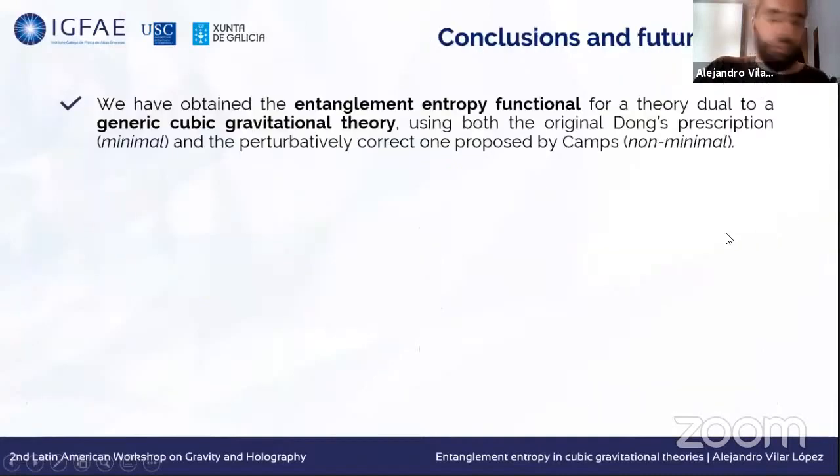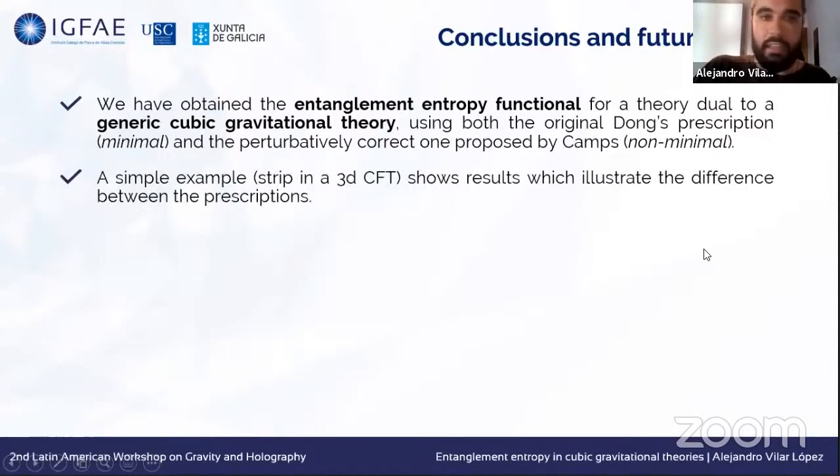So let me go to the conclusions now. Basically, what we did is that we obtained the entanglement entropy functional for a generic cubic gravitational theory using 2 prescriptions, which are the most common ones in the literature, just to see how this splitting problem arises in an explicit example. And as an application of this, we show explicitly the difference for a strip in a 3-dimensional conformal field theory, and we show the entanglement surfaces. So just to conclude, future work, part of it is also work in progress.